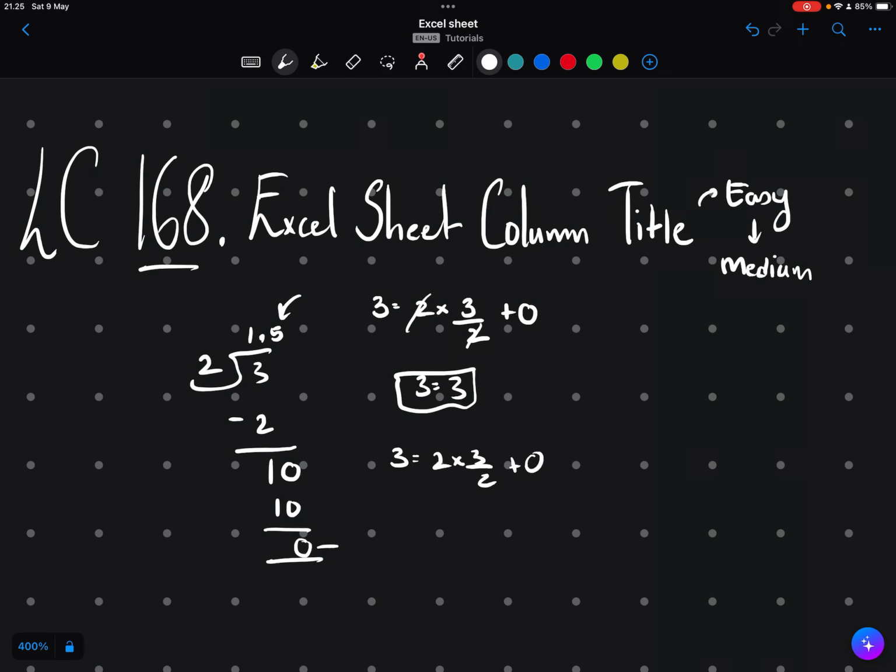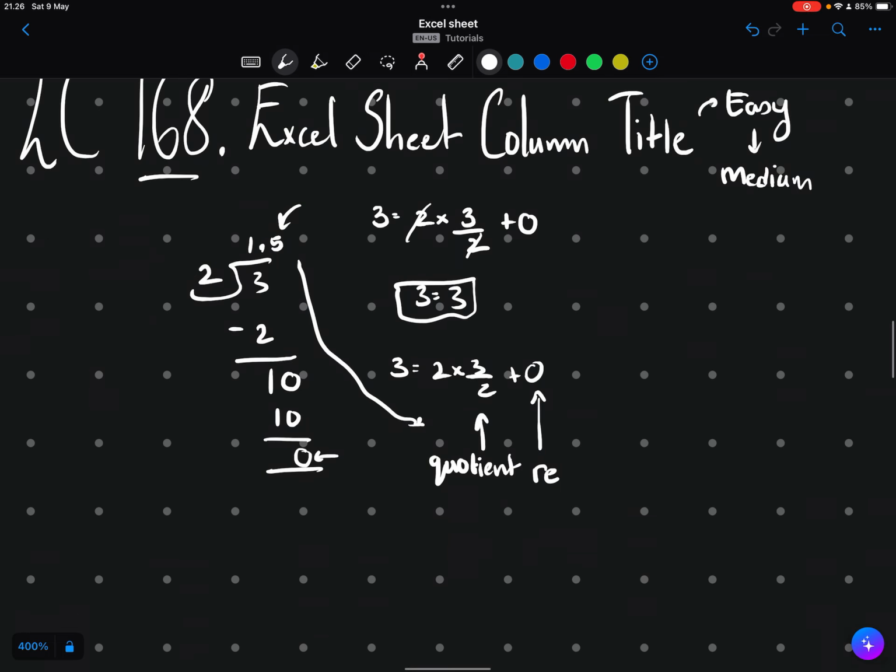Now we have a remainder here, right? So we say this is the remainder, and this is the quotient, if I remember correctly. The quotient is the thing you get as your number from the division, and that's what you want. But we call it quotient, we call it remainder. What I want to focus on here is the remainder.